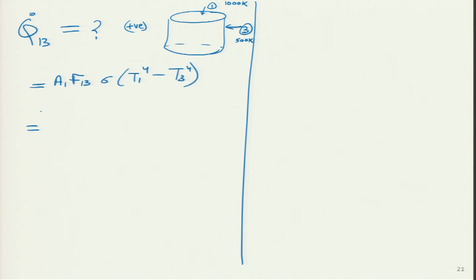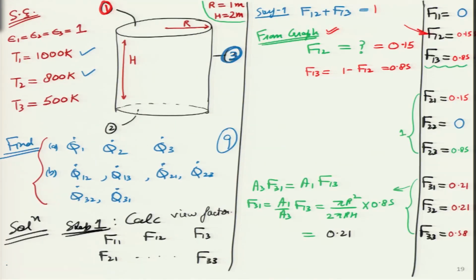So, all I need to do is plug in these values. A1 again is simply pi r square, F13 was 0.85. How do I know this? Again, go back and do it properly over here. So, F13, that is one lesson I want to share with students.